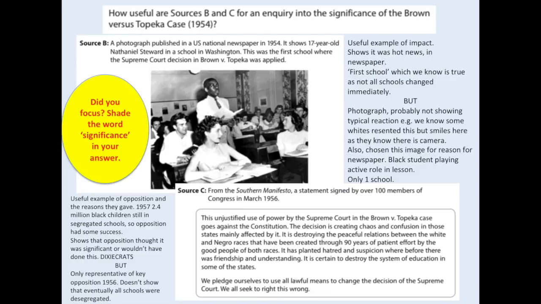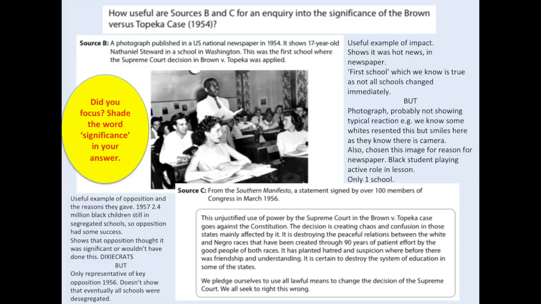So I've decided for source B that it is a useful example of the impact of Brown versus Topeka because it shows a black student in an integrated school. It also shows that Brown versus Topeka was hot news because it's in the newspaper, in a national newspaper, not just a state newspaper. Again, showing how significant Brown versus Topeka was if it's a massive national news story.